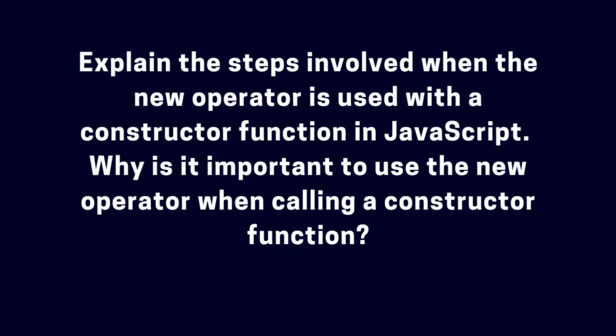When the new operator is used with a constructor function in JavaScript, the following steps occur. First is a new object creation. A new JavaScript object is created in memory. Second is setting the prototype. The new object's prototype is set to the constructor function's prototype. Third is executing the constructor. The constructor function is called with the this keyword bound to the new object, allowing properties and methods to be assigned to it. And the fourth step is returning the object. The new object is returned automatically unless the constructor explicitly returns a different object.